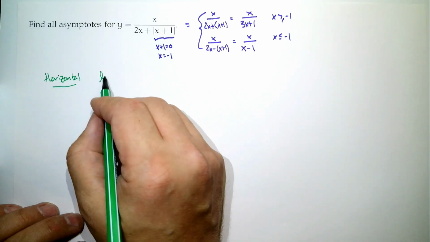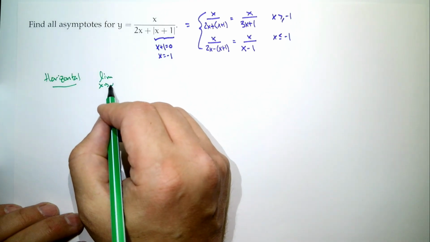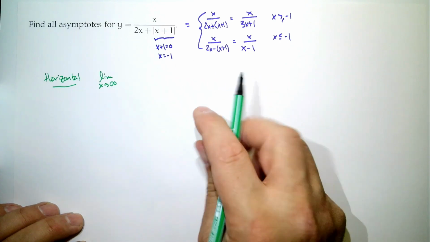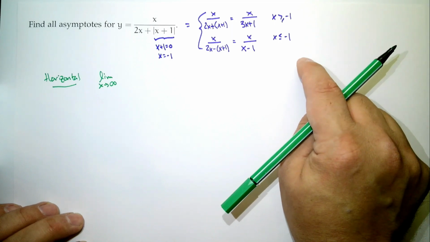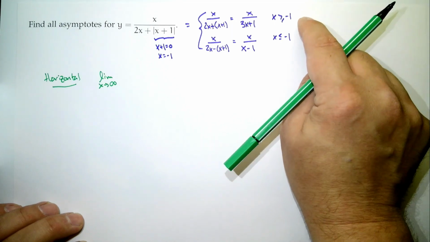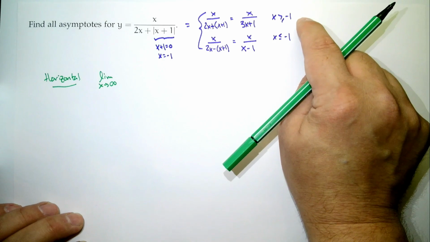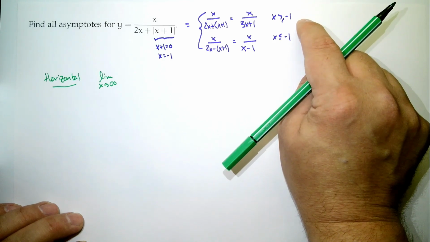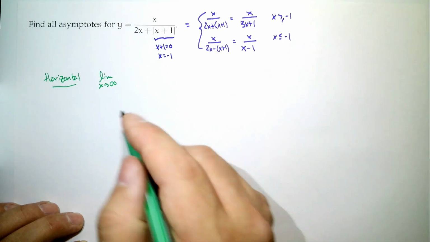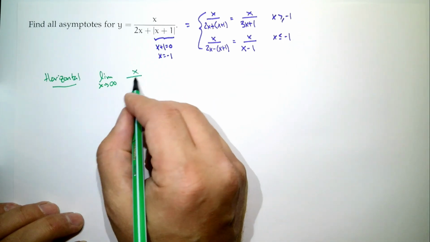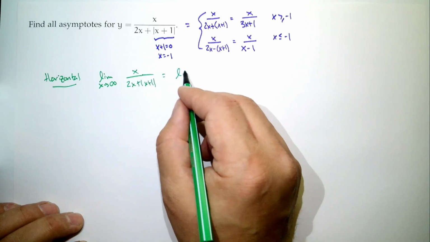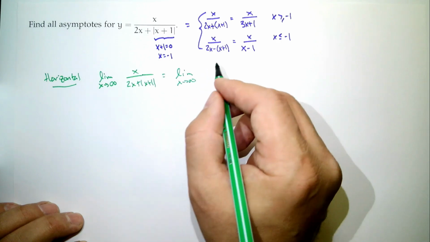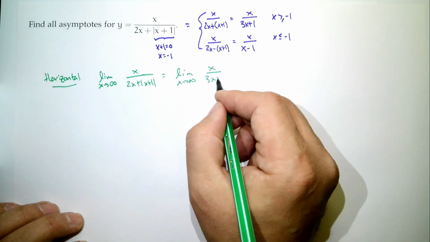The first one is what happens as you head to infinity. As we head to infinity, which variation of the function do we need? The top one, because as we head to infinity, we're going to be bigger than negative 1, since we think of infinity as getting large in a positive direction. So our function, x over 2x plus absolute value of x plus 1, we can replace by the simpler function x over 3x plus 1.